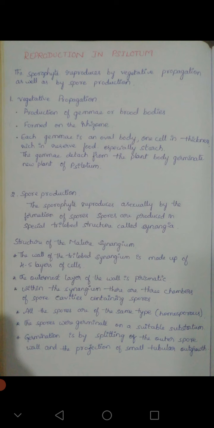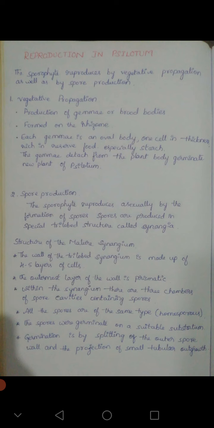The wall of the trilobed synangium is made up of 4 to 5 layers of cells. The outer layer of the wall is prismatic. Prismatic means it is a triangular structure. Within the synangium, there are 3 chambers or spore cavities containing the spores.